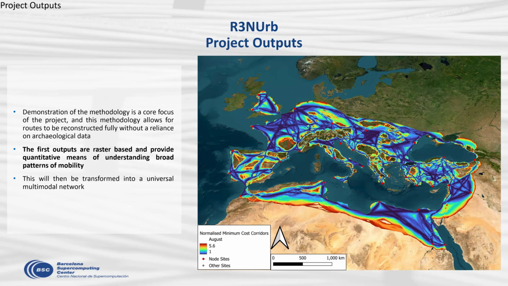Okay, so the core outputs of the project have a methodological focus. Today I'll talk quite a lot about the methodology and try to show how this new methodology can help in various things. It gives us a lot of data. One of the first outputs is these raster-based outputs, and that's what I'll talk about today. It gives quantitative data so we can look at things like urbanism and seasonal changes. But we'll also move that into a vector-based approach and look at a universal network. So we have all these different modes of moving between the nodes, which I'll explain in more detail.